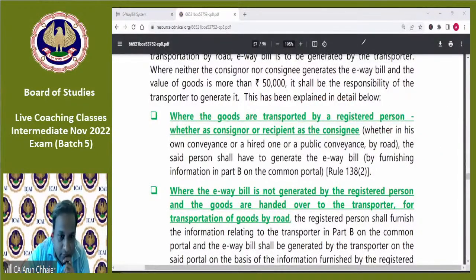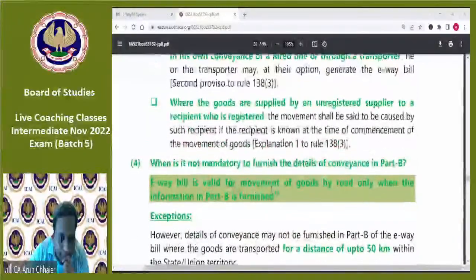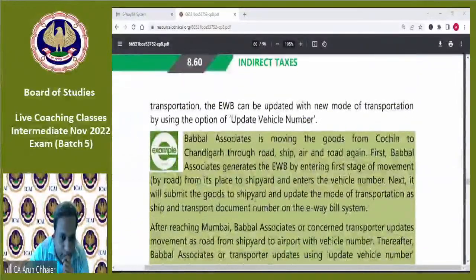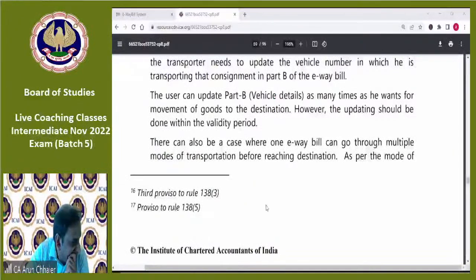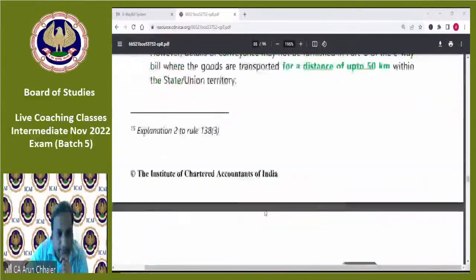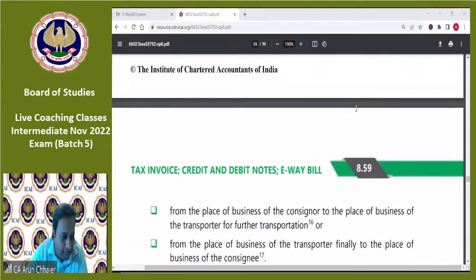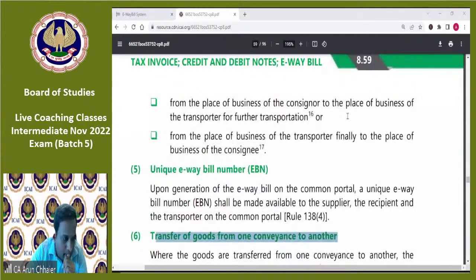Which third condition? Transporter to consignee, right? So they are saying now, from the place of the business to the transporter, finally to the place of the business of the consignee. Distance is 50 kilometers and state is the same. Transporter and consignee state are same. Mahadev, kindly confirm.